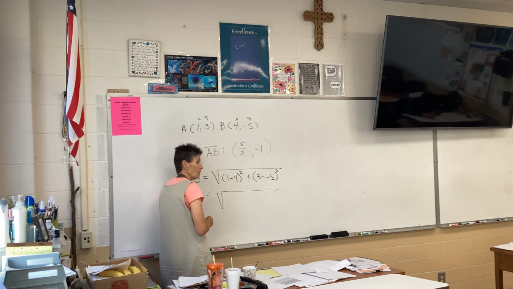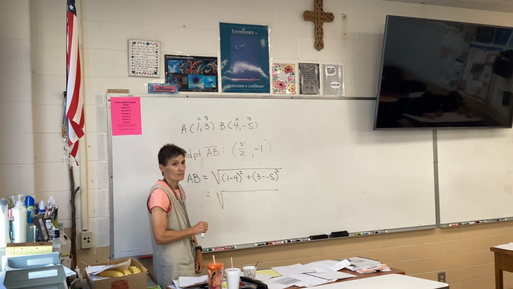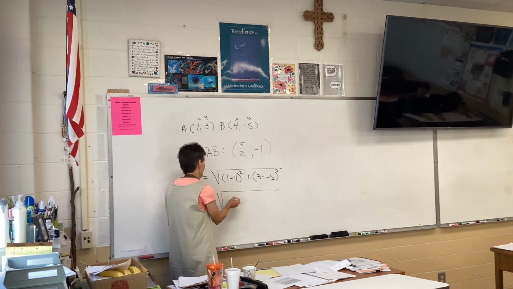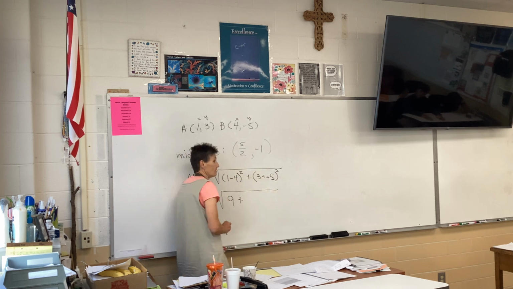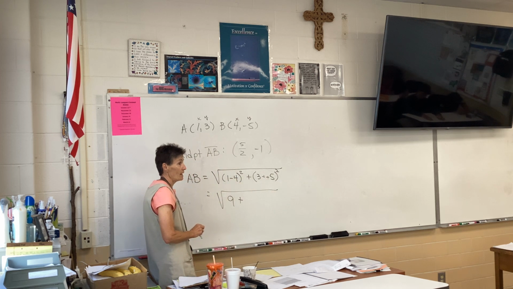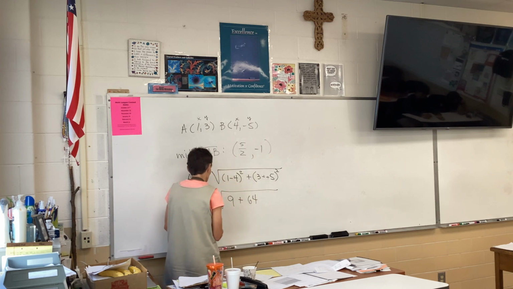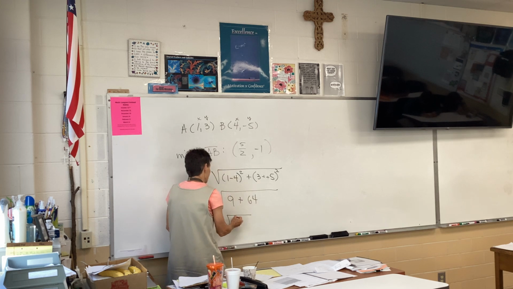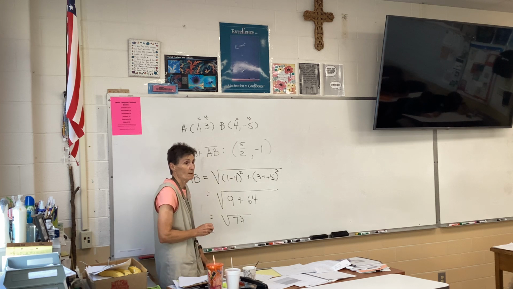All right, so what do we got? 1 minus 4, negative 3, but you gotta square it, so you're going to get 9. 3 minus negative 5 is 8. Squared is 64. Add them together and get 73. 73 is a prime number, so it doesn't break down.